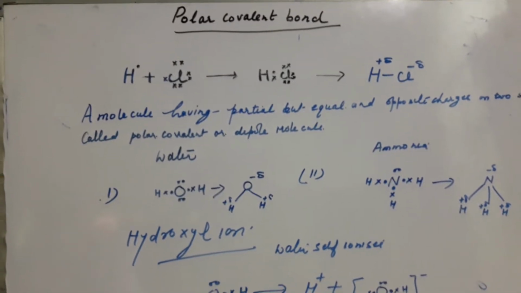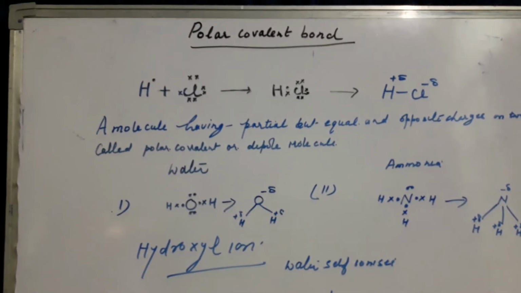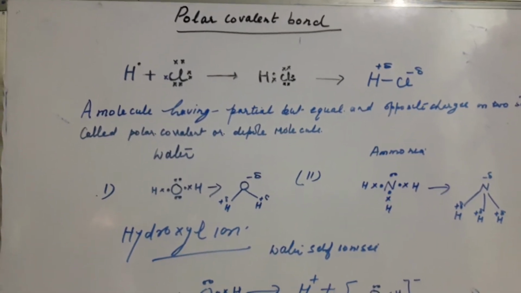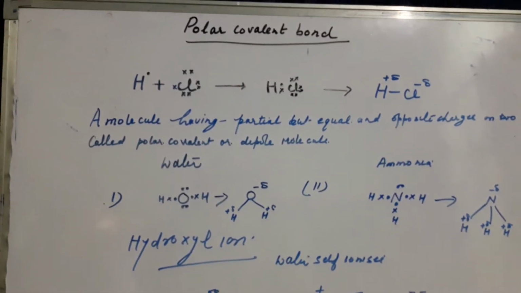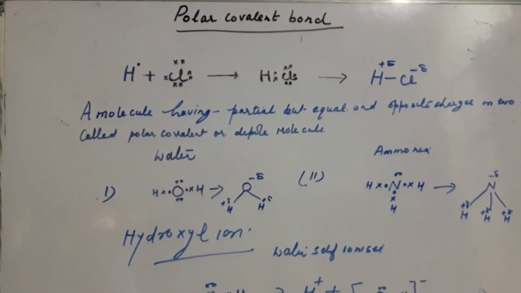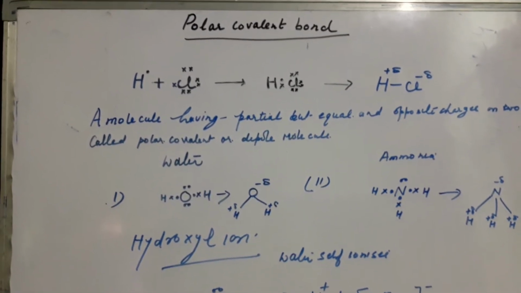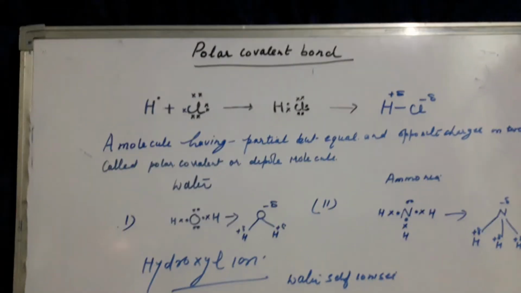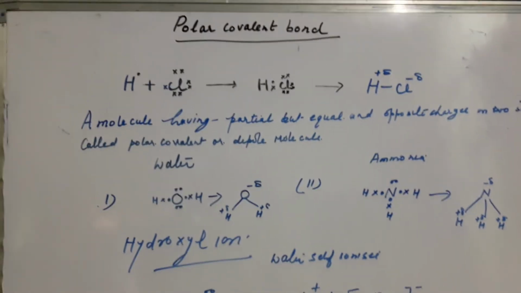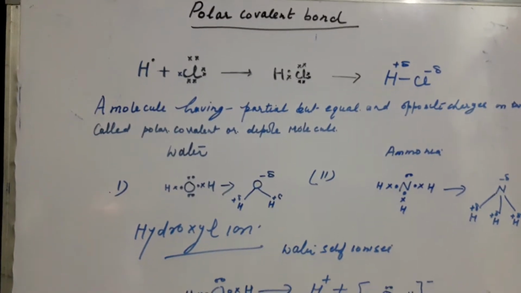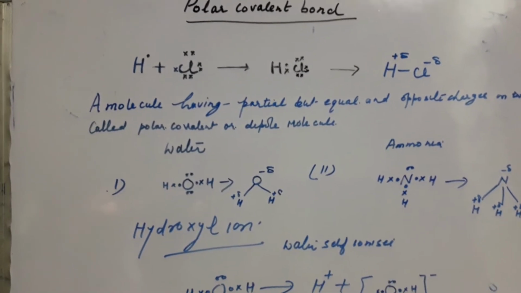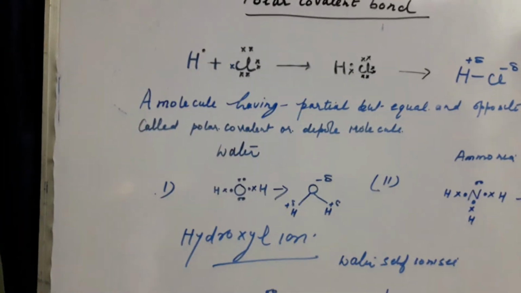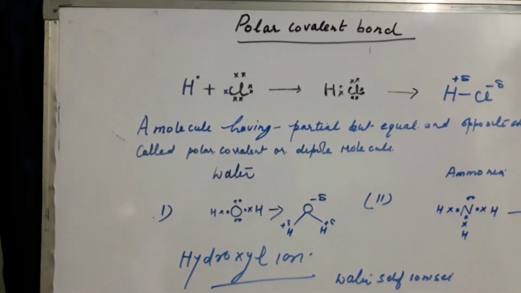Okay, so let us start with the definition. How to define polar covalent bond? Polar covalent bond is formed when the shared pair of electrons is not at equal distance between the two atoms, and such type of compound will be known as polar covalent compound. To elaborate, I will take the example of hydrogen chloride. Okay, you can see the structure of hydrogen chloride.